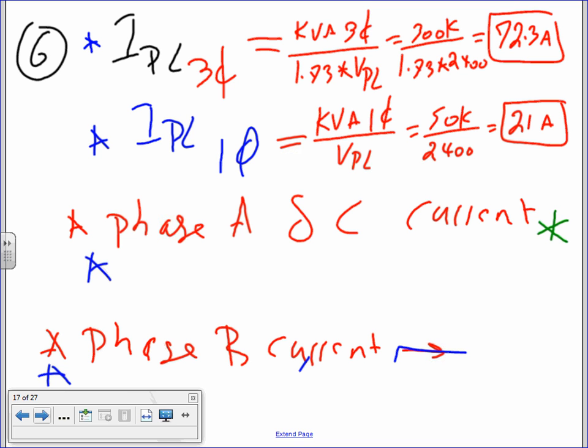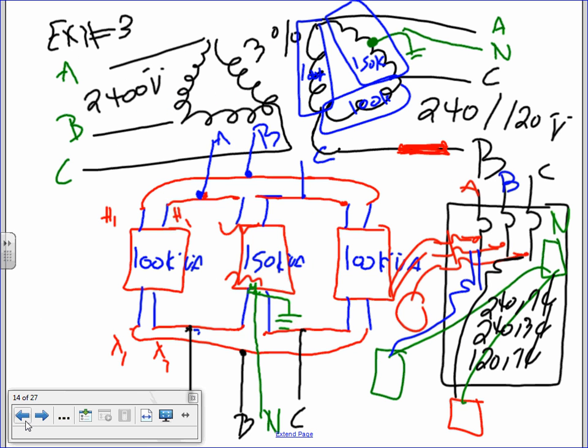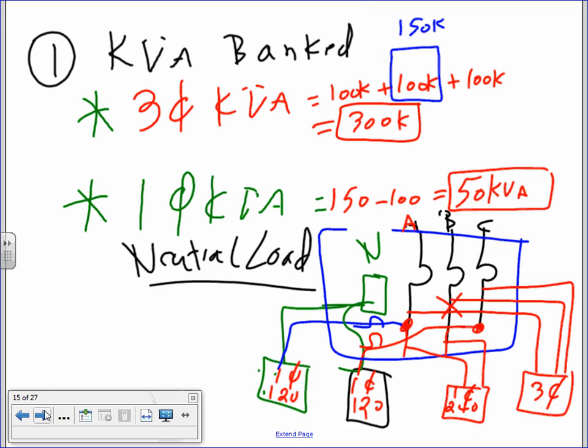Now, phase A and C, gentlemen. Current in phase A and C. Let me remind you, phase A and C, right here. Don't you think that they will be seeing the single phase and the three phase? How about phase B? Would phase B see that single phase? No, nothing connected single phase to it. So this is the tricky one.